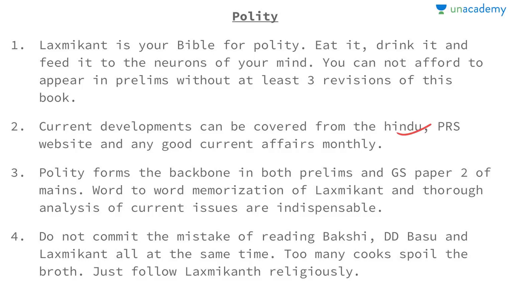Now polity will form the backbone not only in prelims, but the entire GS paper 2 revolves around polity, international relations, etc. Word to word memorization of Lakshmikant and thorough analysis of current affairs become very indispensable, because questions from Lakshmikant will come in the prelims, not that much in mains, but prelims for sure. And analysis of current issues may not be that important in prelims, but in mains for sure. So both of these have to be done.